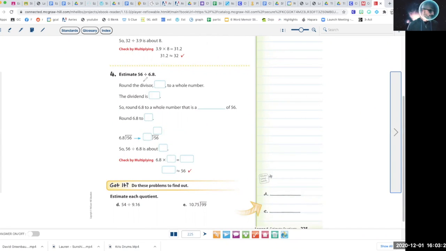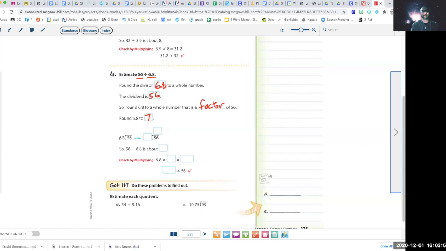So we're going to round the divisor. Just so that you remember what the divisor is, the divisor is the one that's doing the dividing. So it's 6.8. We're going to round that to a whole number. And the dividend, the big number that's being divided, is 56. So we round 6.8 to a whole number that is a factor of 56. Copy all this stuff down if you haven't done it. A factor of 56 is a number that you can divide evenly into 56. So 6.8 will become 7, because I know 7 times something is exactly 56.